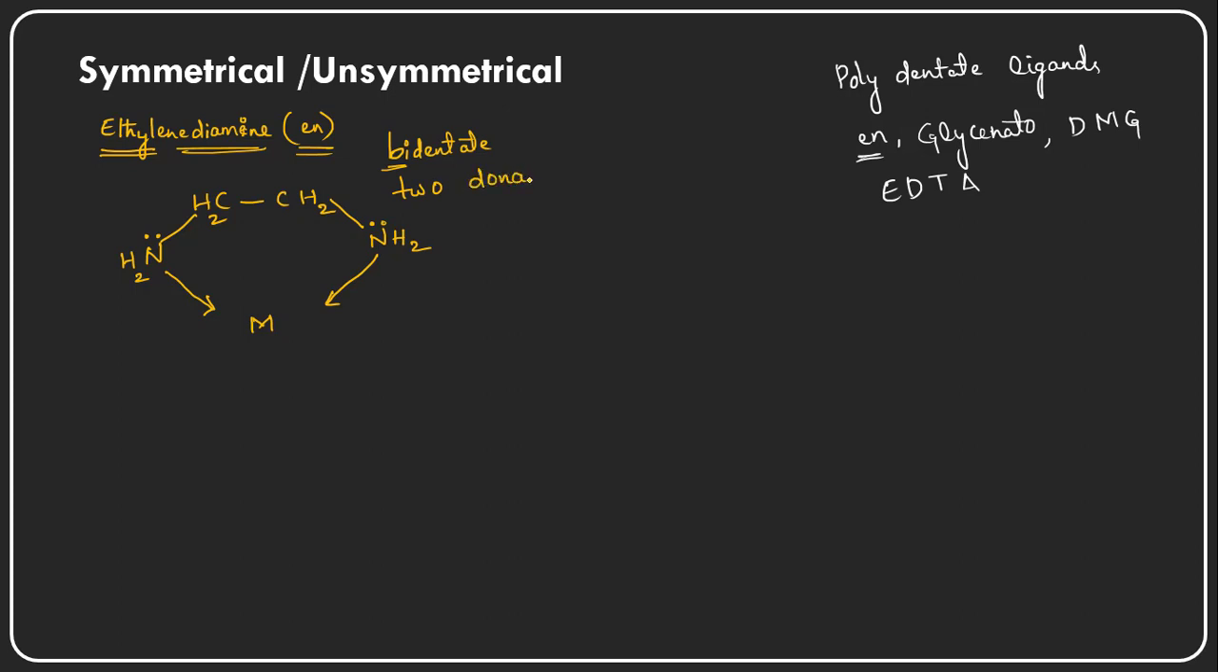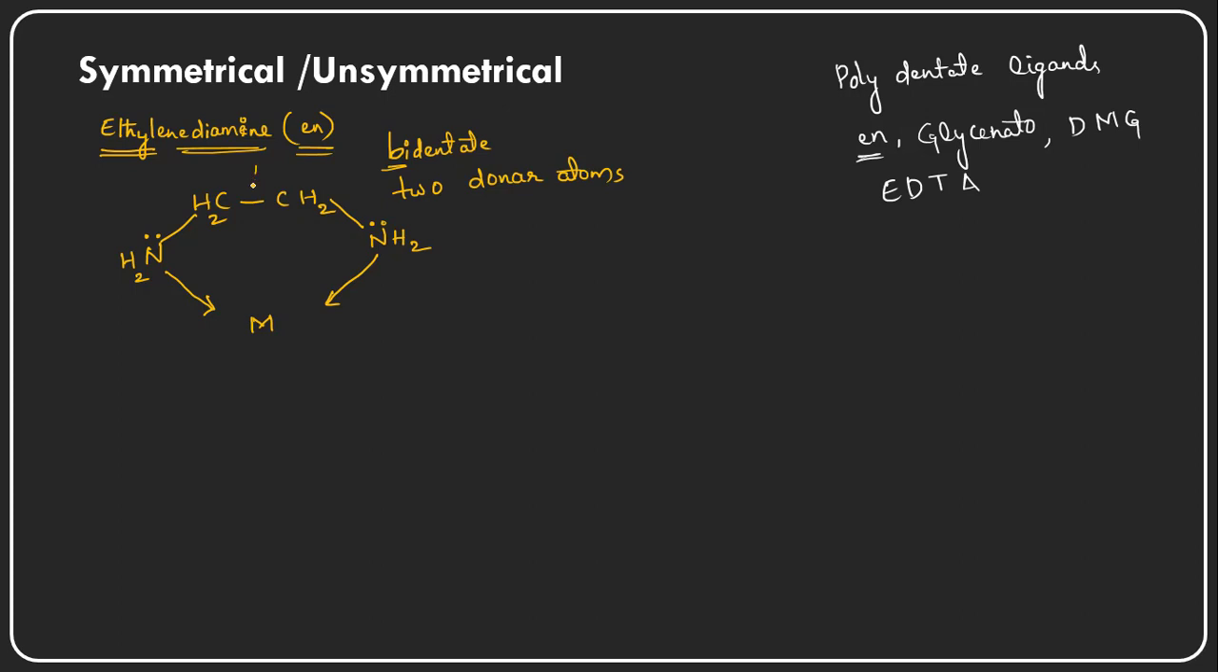So the ligand which has two donor atoms is called a bidentate ligand. Ethylene diamine is a bidentate ligand in which two nitrogens are there, each carrying a pair of electrons. So this is one donor atom, this is one donor atom. They can simultaneously form two bonds with the central metal ion.